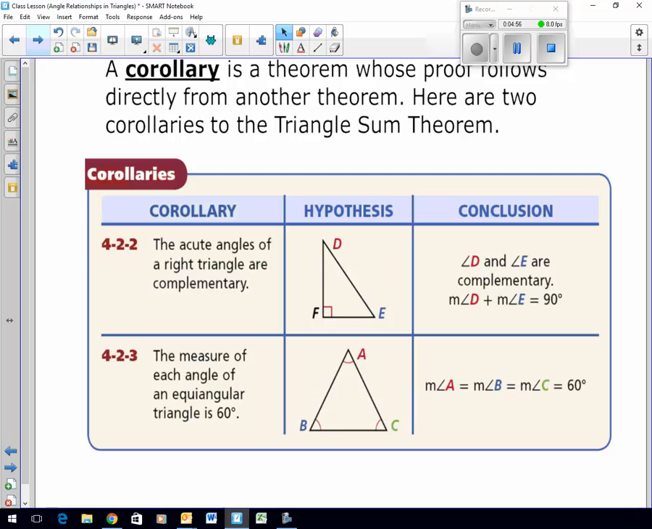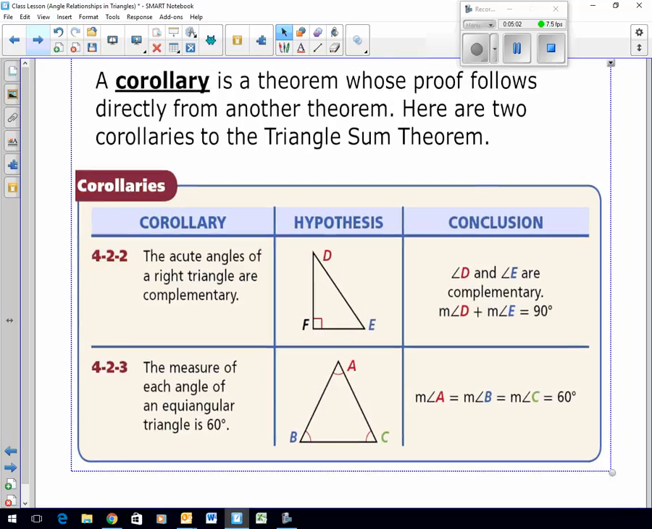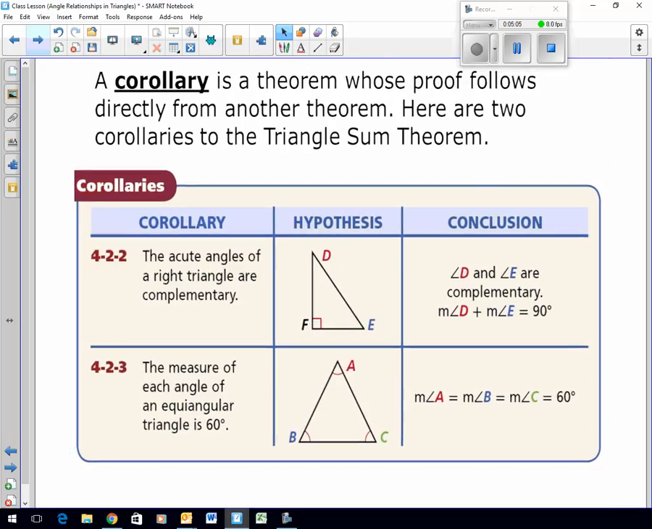A corollary is a theorem whose proof follows directly from another theorem. Should we write that down? Yeah. Two corollaries to the triangle sum theorem, both of which you need to write down. You just need to write the corollaries. The acute angles of a right triangle are complementary.